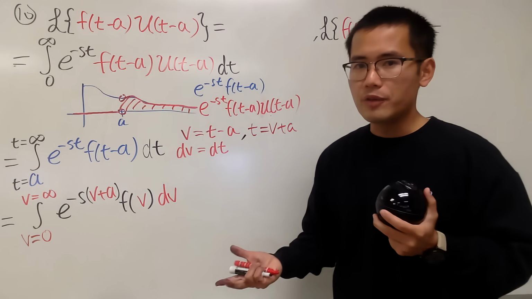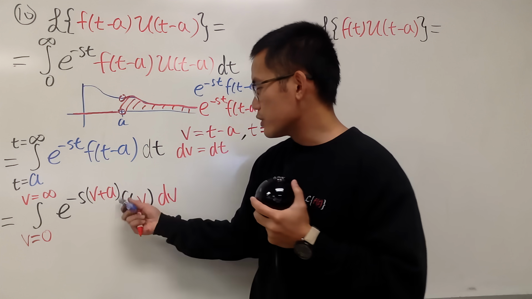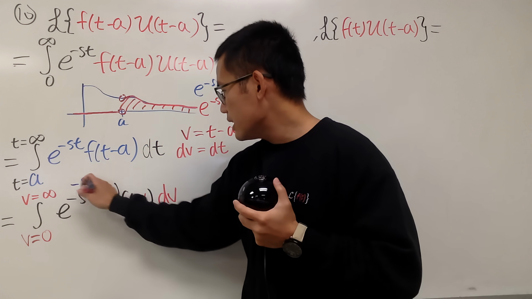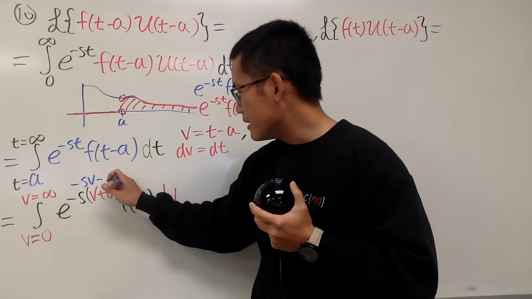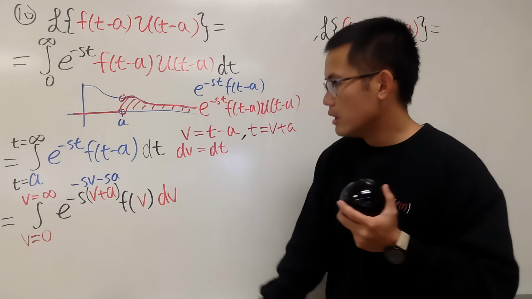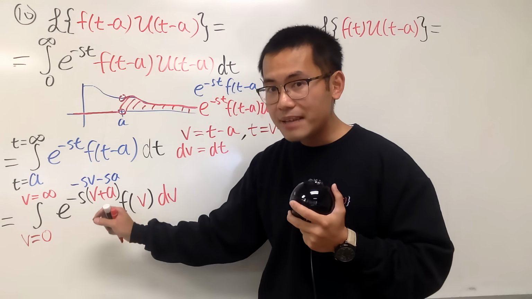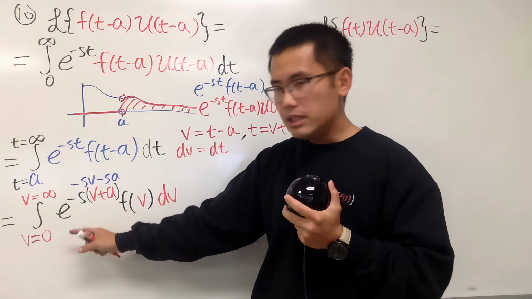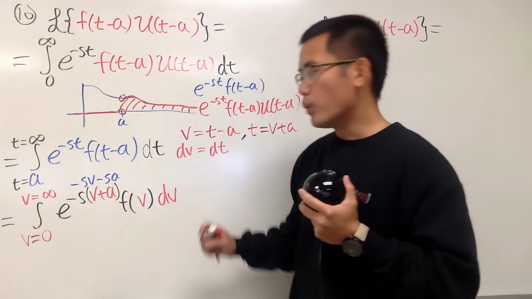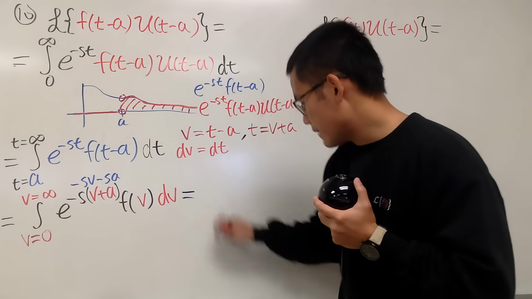V is just a dummy variable, and we just have to figure that out. Well, right here, of course, we can just work that out a little bit. This is e to the power of negative sv minus sa, yeah? Now, have a look. E to this power is the same as e to this power times e to that power. E to the negative sa, well, that's just a constant in the v world, so we can just put that to the outside.